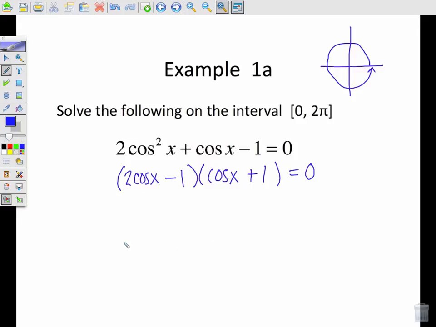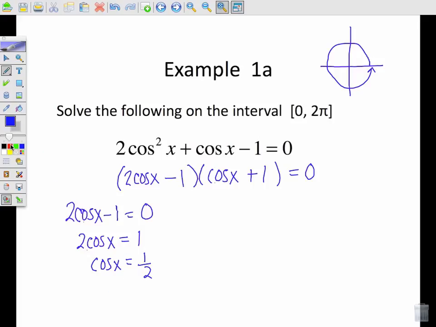Once you factor it, the next thing that you're going to do is set each one of those equal to 0. So 2 cosine x minus 1 equals 0, and that would be 2 cosine x equals 1, and cosine x equals 1/2. Okay. So in order for us to find the angle at which cosine is equal to 1/2, we think about the unit circle. When is the cosine a half?